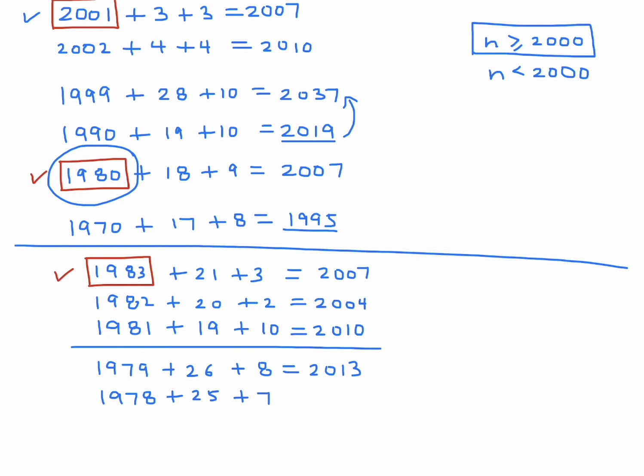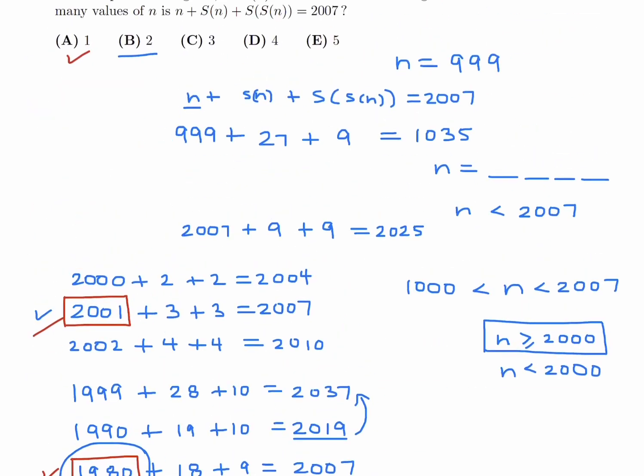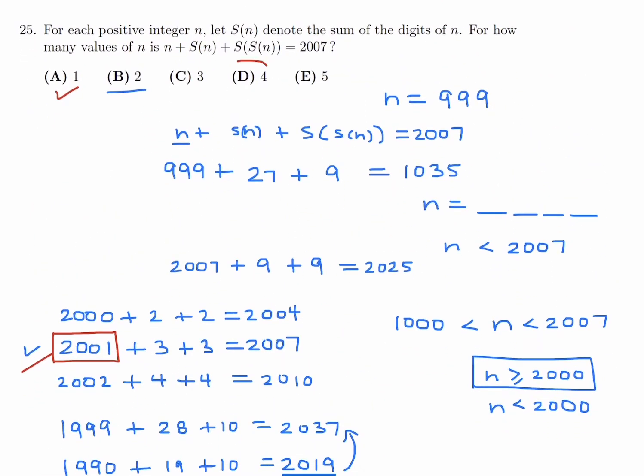Let's try 1978. That gives me 10 plus 15, which is 25, and then 25 gives me 7. So 1978 plus 25 plus 7 is 2010. All right, let's try 1977. That gives me 10 plus 14, which is 24. 24, sum of the digits is 6. So 1977 plus 24 plus 6, and that is 2007. Great. So we got another one. And the good news is that those are the only ones: 2001, 1980, 1983, and 1977. And the answer to this question, therefore, is 4.